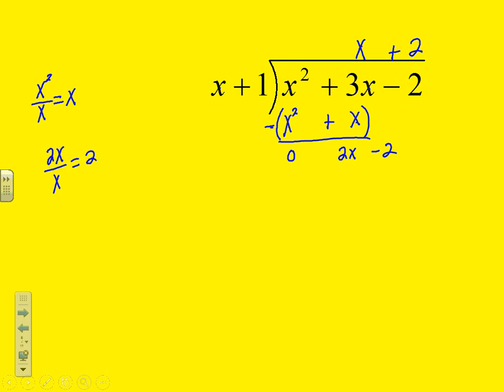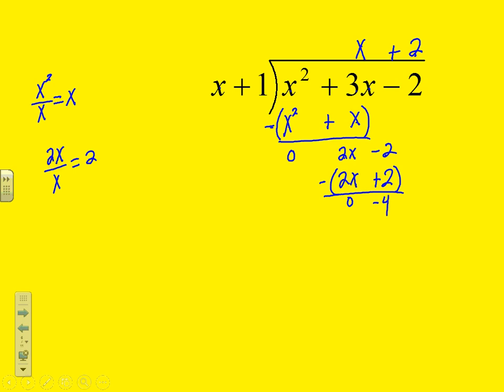So now this is where the rinse and repeat comes in. Take the 2 and multiply it to the divisor. So 2 times x is 2x. 2 times 1 is a positive 2. So again, I'm subtracting an expression, so I put that entire expression in parentheses. And so if I say 2x minus 2x, that's 0. Negative 2 minus 2 is negative 4.